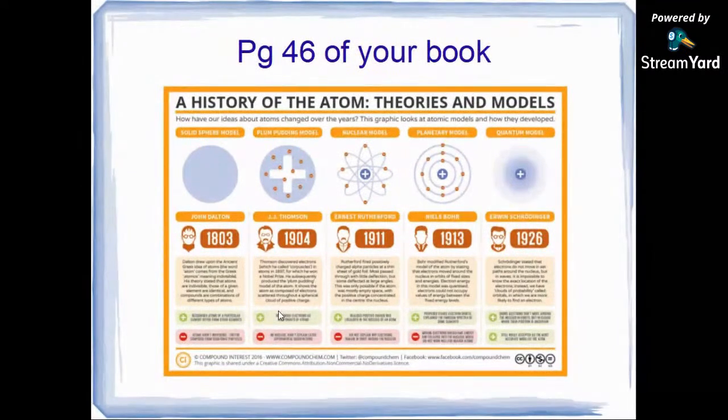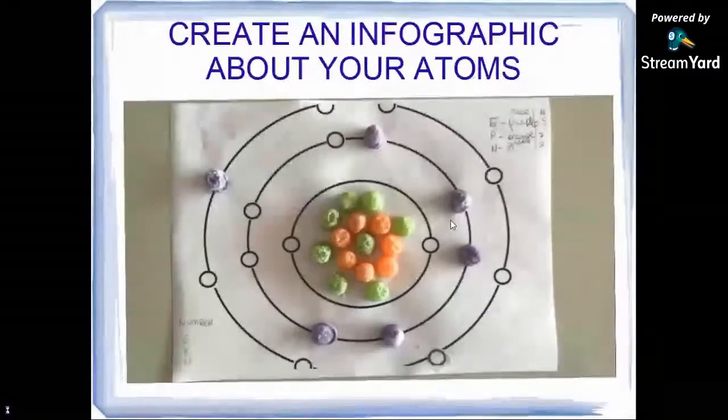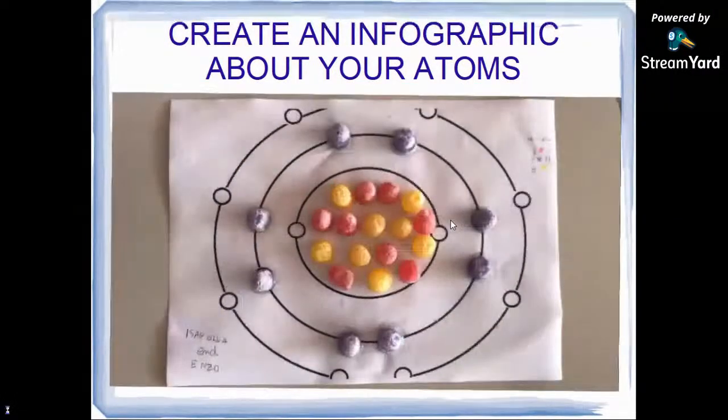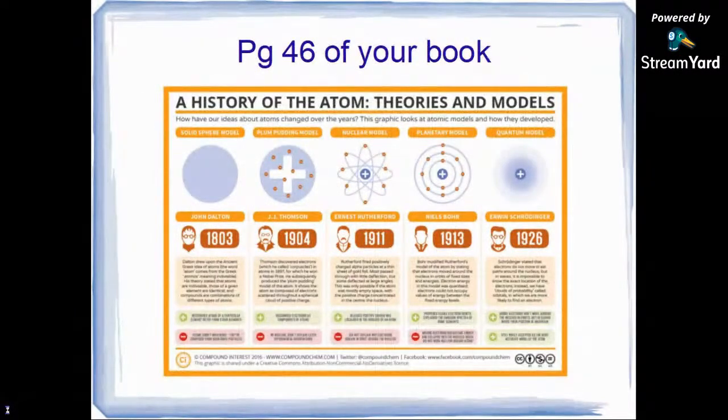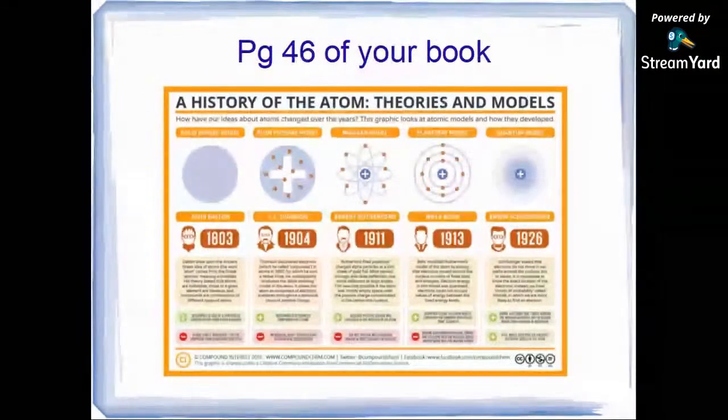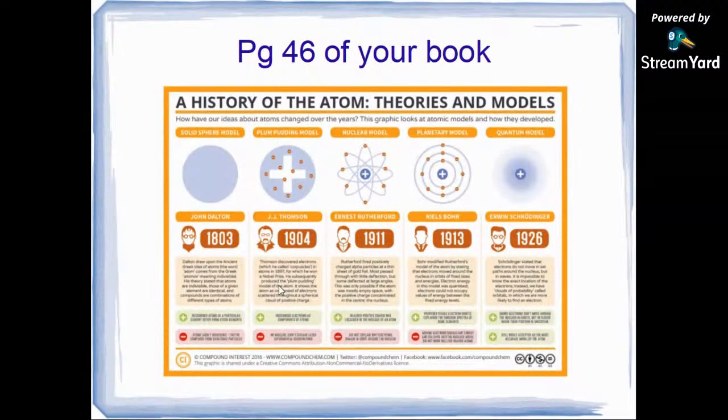So the first thing you have to do is look at these 5 pictures and think about which one is the closest or the most similar to these atomic models that we made in class. You have 5 choices. Which one looks the most alike?